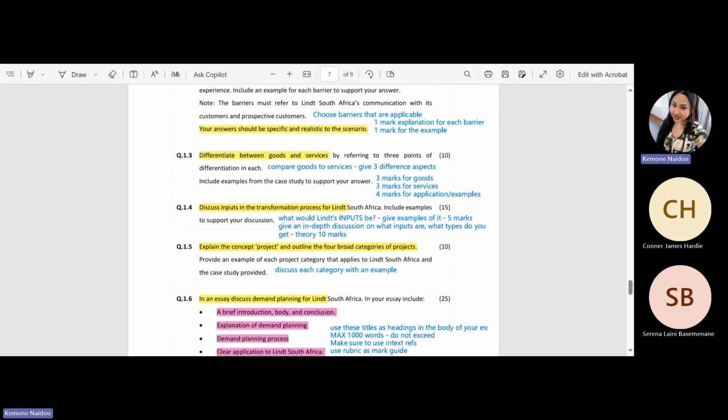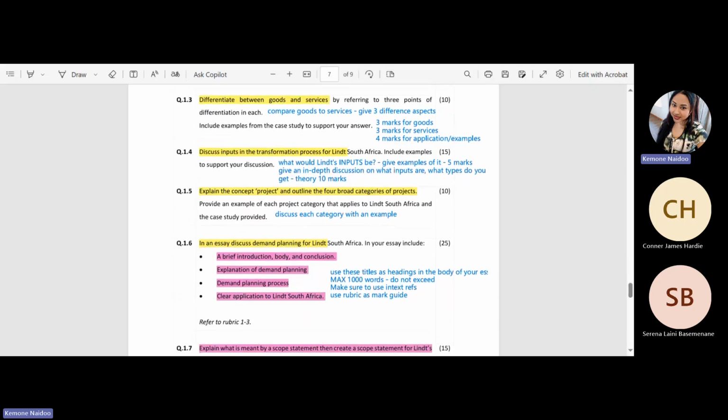Okay, and then your answers should be very specific. So for example, if one of the barriers is poor listening skills, you need to be specific, like discussing poor listening skills and what listening skills are, that's okay. But how is it realistic to the scenario? What specifically are you saying about listening skills in terms of communication with Lindt? Okay, so you have to be very specific with that in order to get your mark.